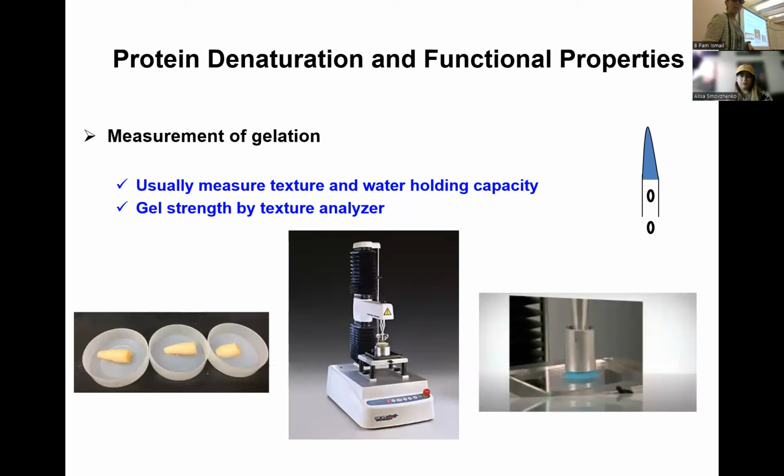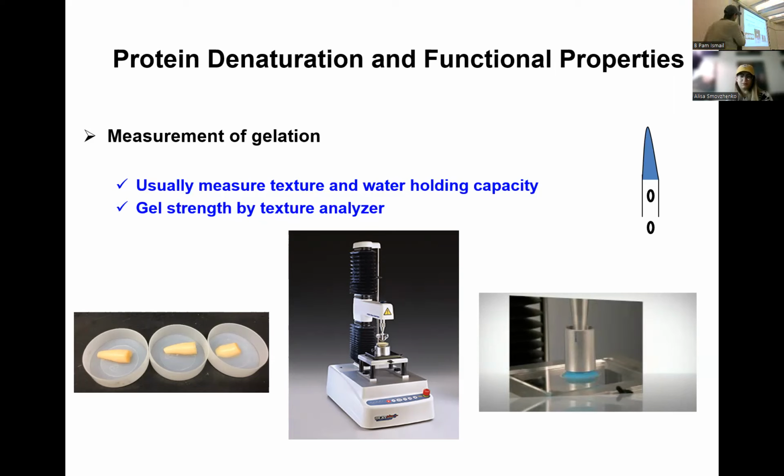But what we do in the lab is measure the strength of the gel using our texture analyzer. You form your gels in your little centrifuge tubes, and then you use the right probe and the texture analyzer goes down and compresses the gel, and you measure the mass or the weight, and you convert that to force in Newtons. The higher the force needed to compress or break your gel, the higher the strength of your gel, and the better the gelation property of your protein.